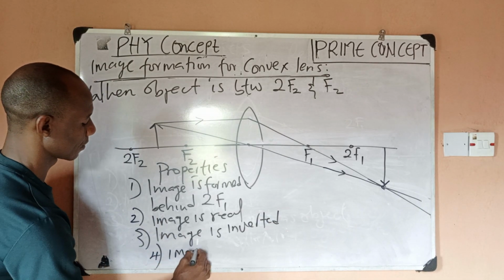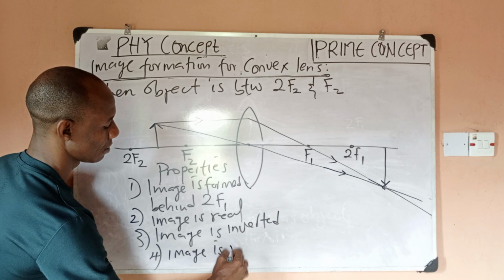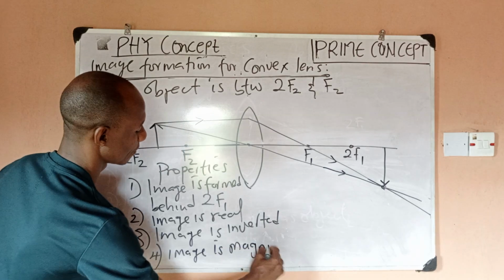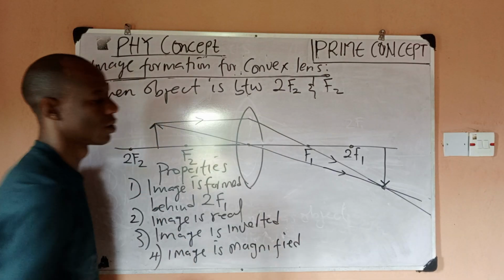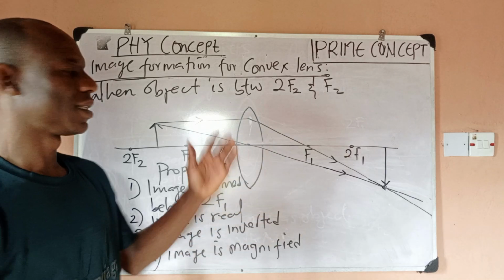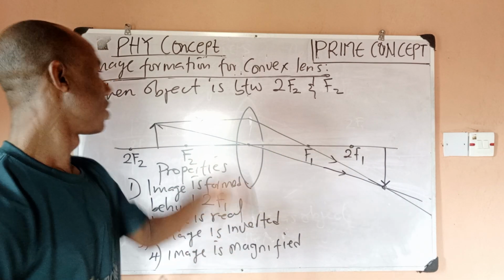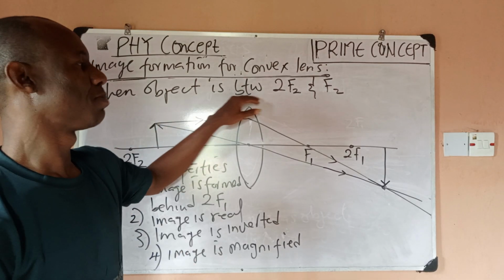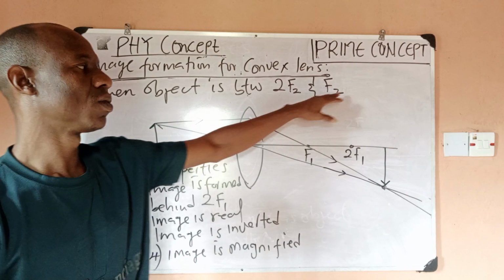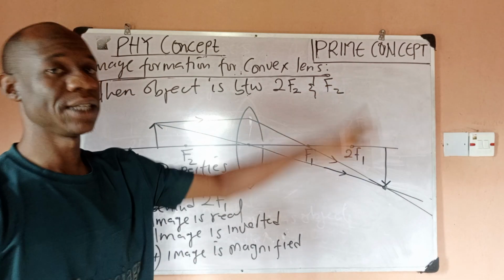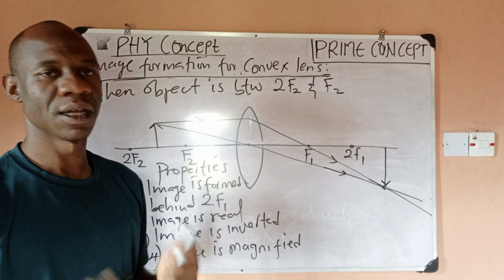And then number four, the image is magnified. So that's to say the image is bigger than the object. So these are the properties we have seen from the image when our object is placed between 2f2 and f2. This is where our image will be formed, and these are the properties of that image.